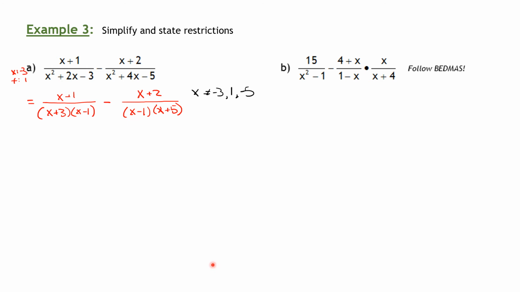There's a great time to press pause and get your common denominator yourself. Just write out the common denominator. Okay, have you done that? So let's do it together now.